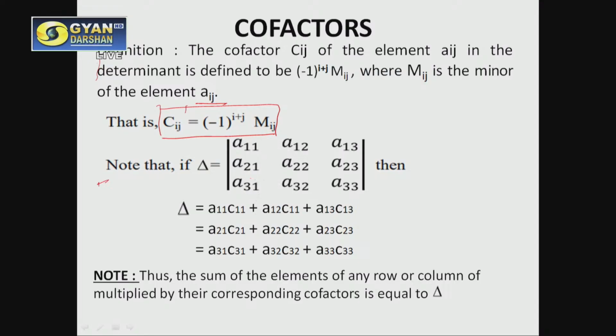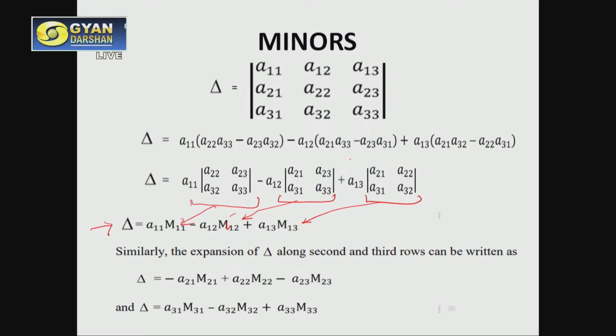So say we want to calculate the cofactor for the element A11. This cofactor will be C11. So C11 is minus 1 to the power 1 plus 1 into M11. So this will be positive. So it's positive M11. Likewise over here, just refer to the earlier slide.